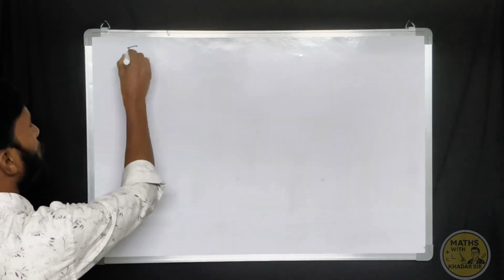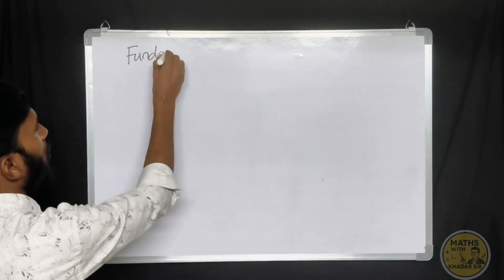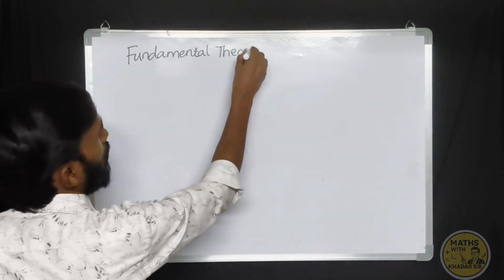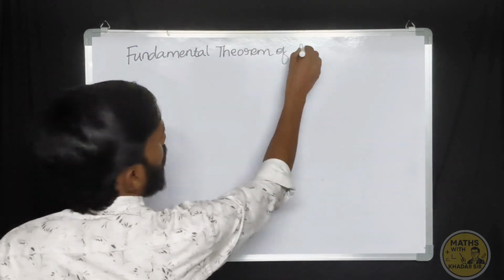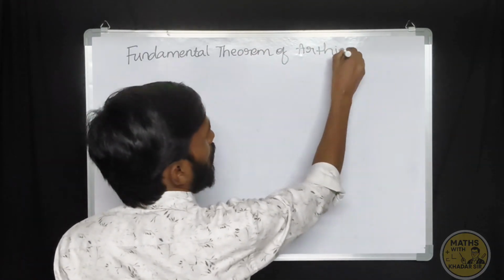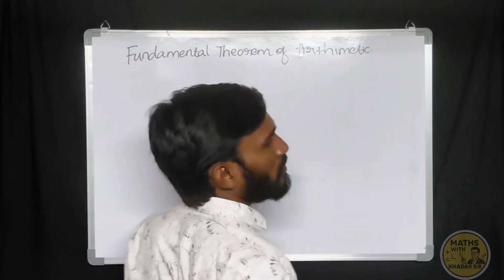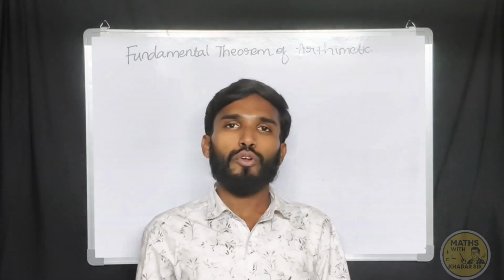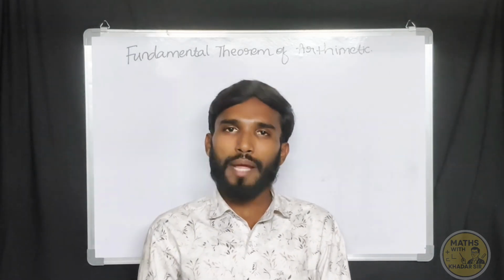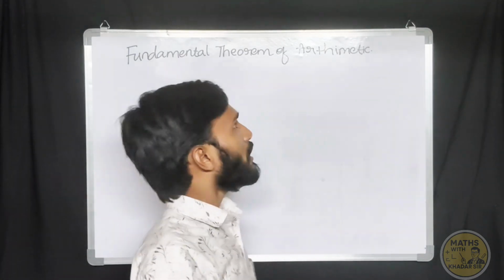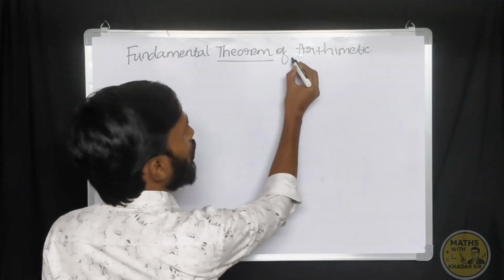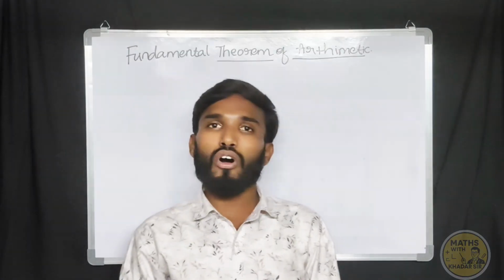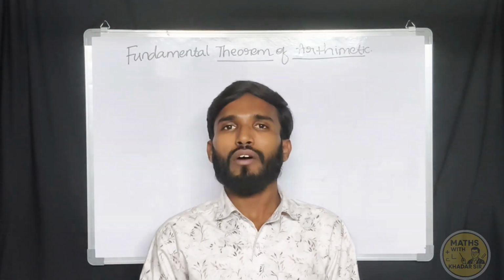Fundamental theorem of arithmetic. What is the fundamental theorem of arithmetic? We know composite numbers and we also know prime numbers. But in the fundamental theorem of arithmetic, we use composite numbers to break them into their powers of primes. What is the meaning of powers of primes?